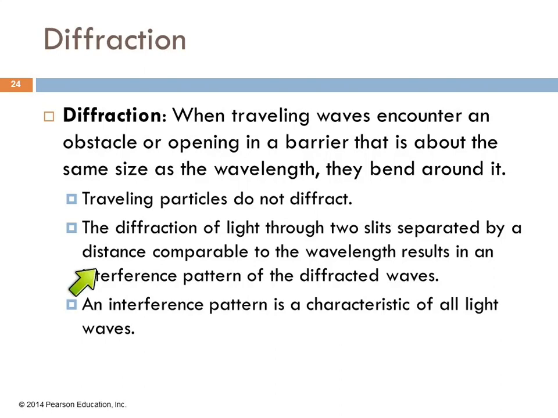And so we can look at the diffraction of light through two slits that are separated by a distance comparable to the wavelength, and we can see an interference pattern of the diffracted waves. And there's all kinds of cool calculations and stuff that you can do with that. But that interference pattern is a characteristic of all light waves.